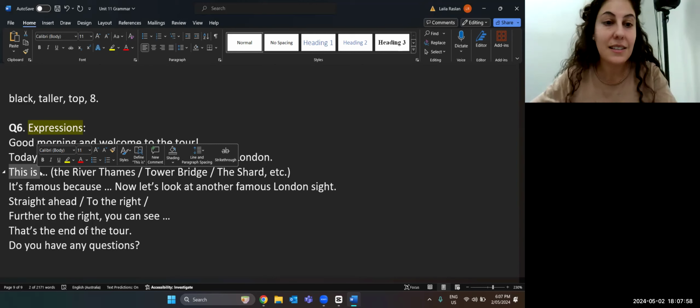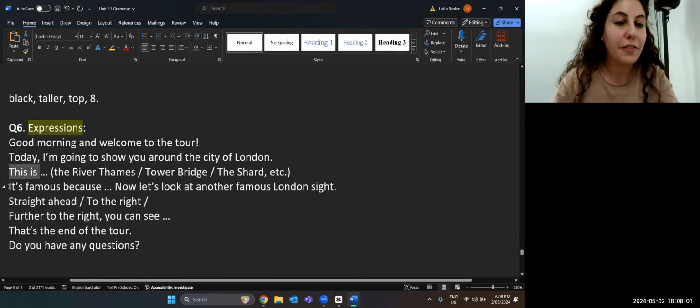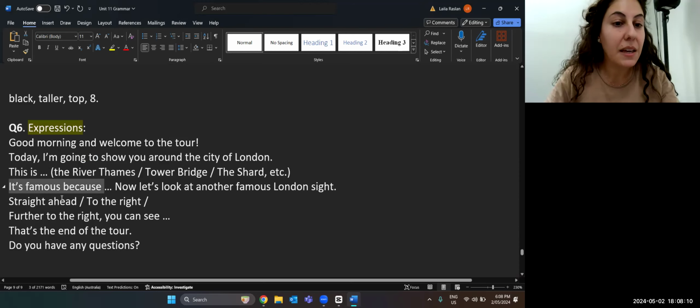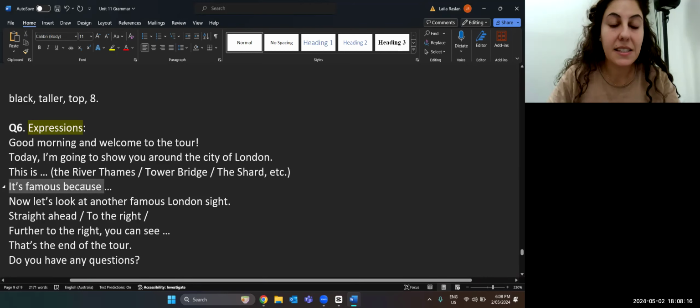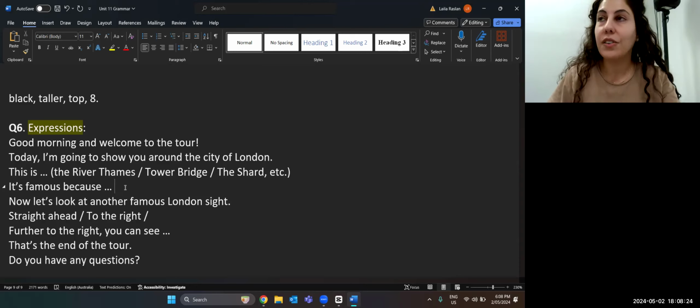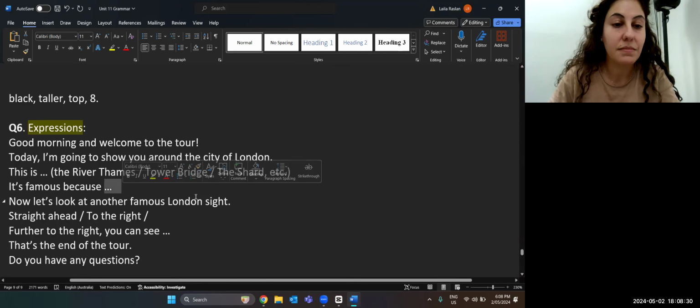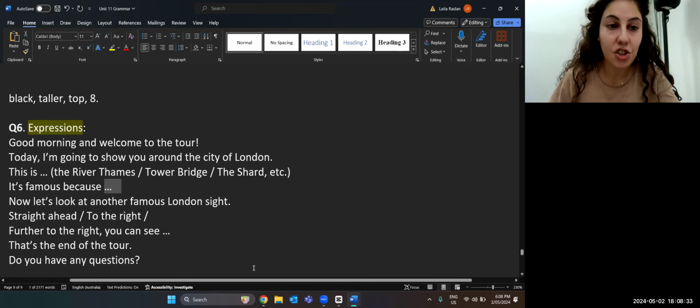This is the Colosseum. Now, first you say the name of it, and then you should give some details, maybe the history. So he said it's famous because... So you could say, it's famous because, or this is one of the oldest buildings because, or this is an incredible building because, and then you can give details. So tell us the history. Why is it famous? What's interesting about it? So you can talk about details.